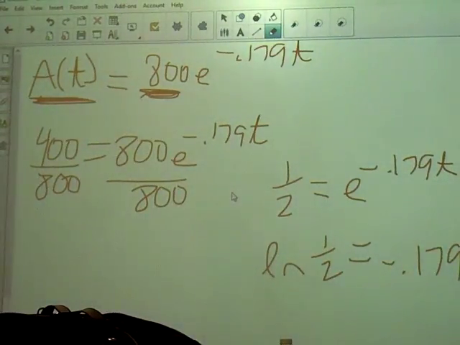Okay, so on your calculator you're going to hit LN of 1/2. That'll be equal to negative 0.179 T, so whatever you get, then you'll divide it by negative 0.179. So LN of 1/2, enter, divided by negative 0.179, and it rounded these years to the nearest hundredth. What do you got? 3.87 years is correctamundo.